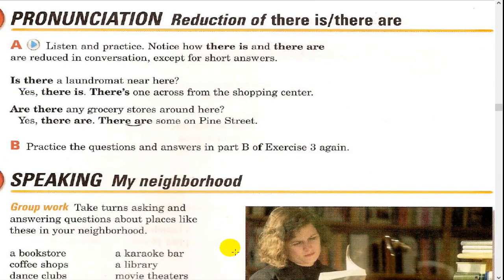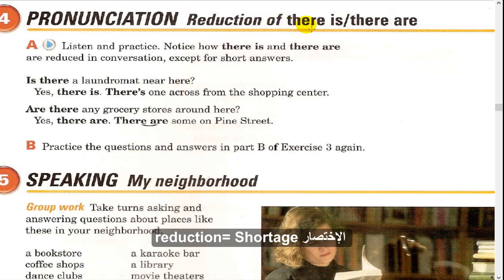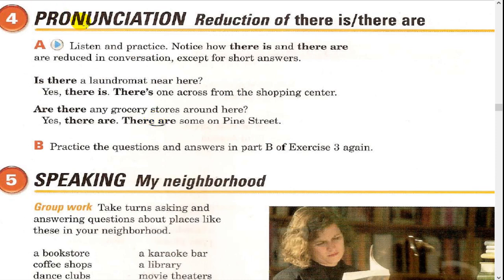Exercise number 4. Exercise 4. Pronunciation. Reduction of there is, there are. Reduction. Shortage. Page 52. Part A. Listen and practice. Notice how there is and there are reduced in conversation, except for short answers.